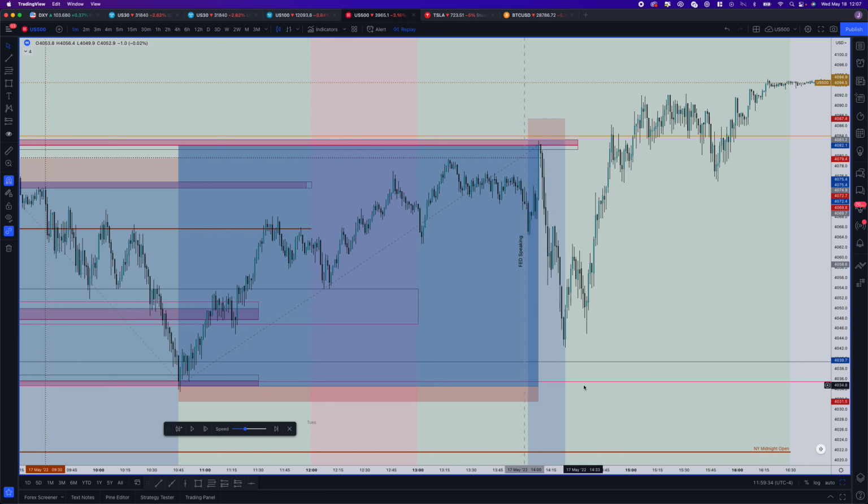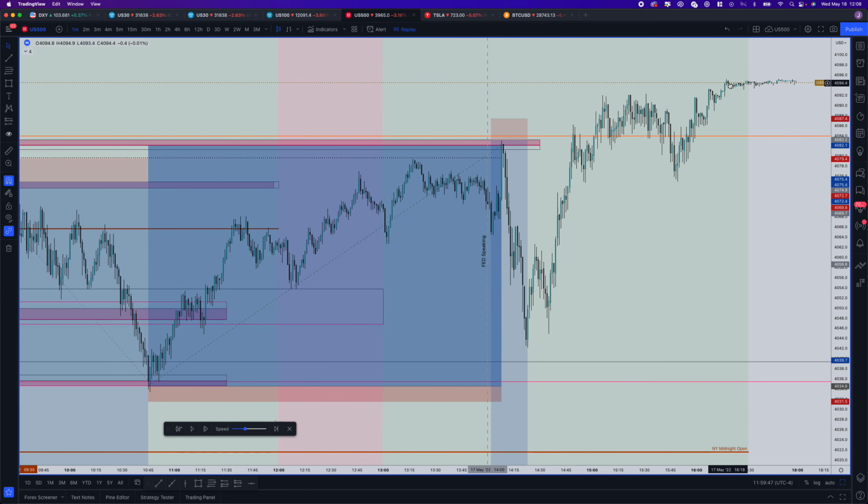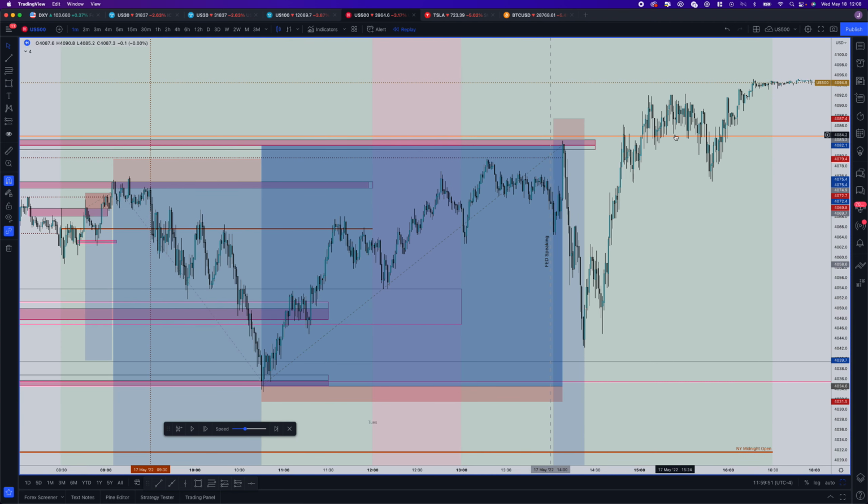But another 10% was available there. ICT outlined a perfect buy here that ran probably for another 10% or so, again depending on your entry. And then once price hit its objective closer to 4 o'clock, all the volatility died out.